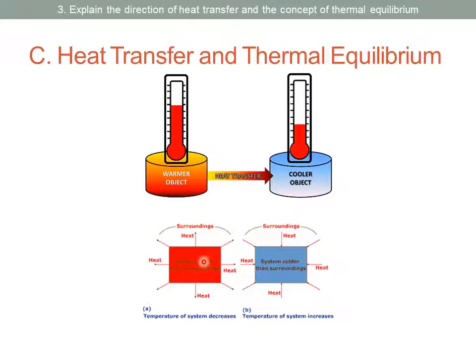This will occur until the system is at the same temperature of the surroundings. So what will happen then is the temperature of the system goes down, the surrounding temperature would increase until they're at the same temperature. On the right here, we have a system that is cooler than the surroundings, so heat energy is flowing into the system, and this will occur until the system is at the same temperature as the surroundings. So here the temperature of the system increases while the surroundings temperature would decrease, and again that would occur until they reach thermal equilibrium.